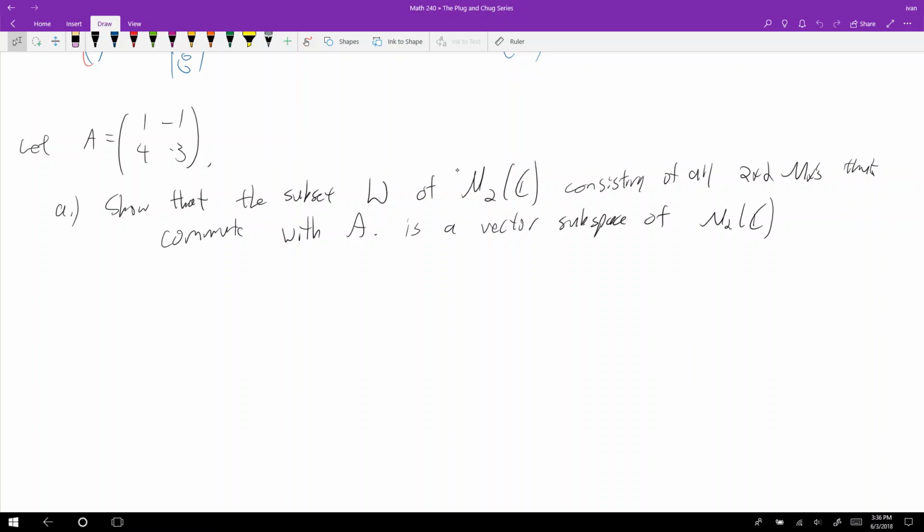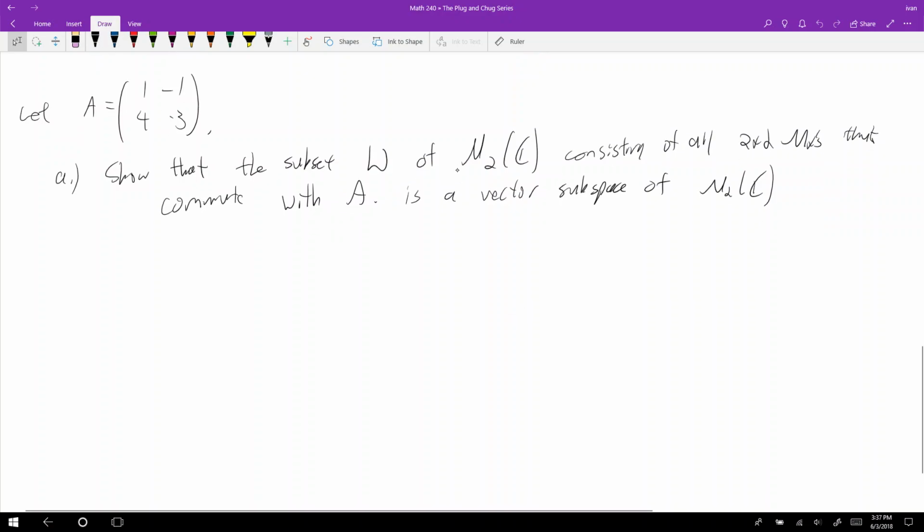And so here's the problem. A is this matrix, 1, negative 1, 4, negative 3. And our goal is to show that the subset W of M2C consisting of all 2 by 2 matrices that commute with A is a vector subspace of M2C. So part A is showing that every matrix that commutes with this matrix A is a subspace of 2 by 2 matrices with complex entries. And then the second part is to find a basis for the subspace.